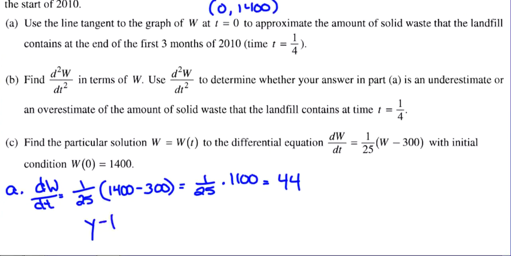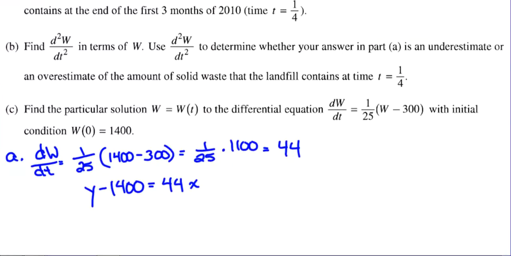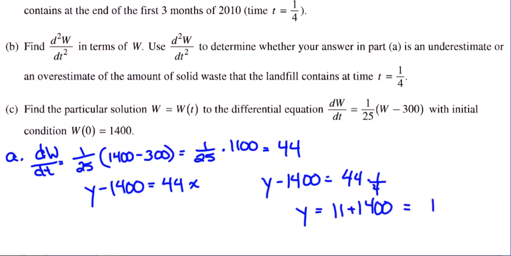So we've got y minus 1,400 is equal to 44 times x, because it's x minus 0. For the first 3 months at time t equals 1/4, y minus 1,400 equals 44 times 1/4. Look how convenient that is. Those numbers work out because this is calculator inactive. So 44 times 1/4 is 11, and we're adding 1,400 to that. So that would be 1,411 tons.